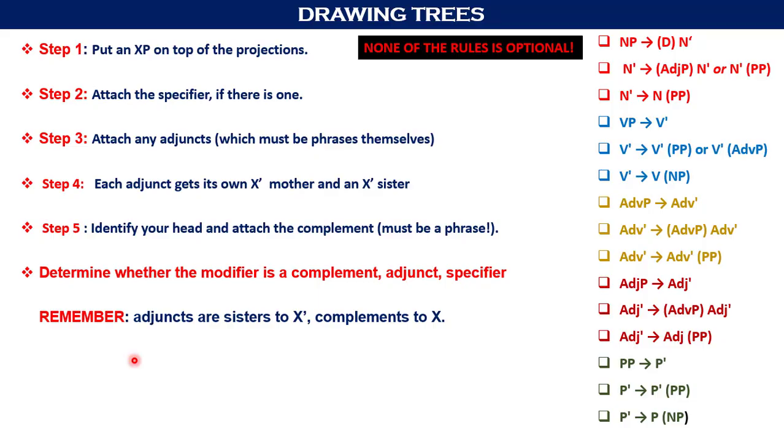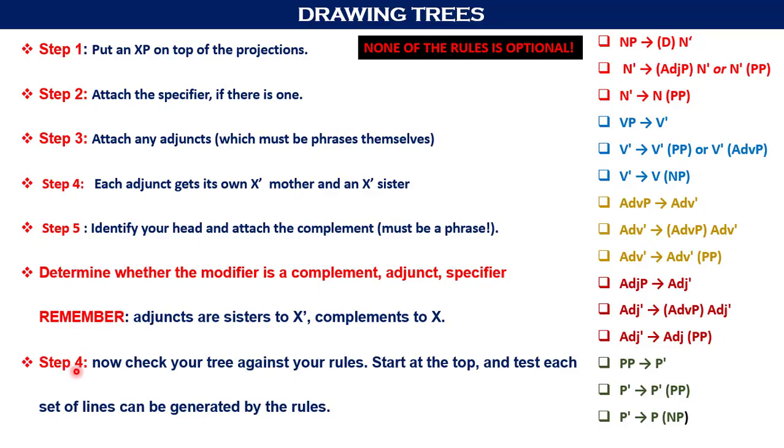Now let us move on to the last step. Forget this step 4. The last step is that you check your tree against your rules. So the rules that we have, if you finish drawing your tree, start checking it. So start at the top and test if each set of lines can be generated by the rules. So you put your tree diagram to test. Check if all the branches that you have, all the nodes, everything that you've drawn is in accordance with the rules.